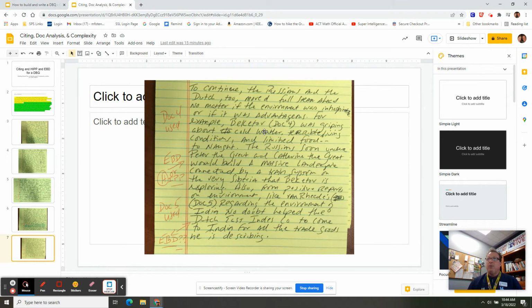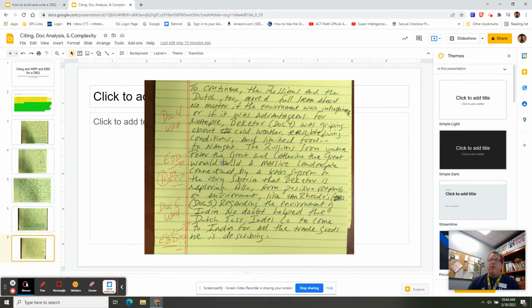For example, Bekator or Bekatov, Doc 4, was griping about cold weather. Notice how I talk about the documents from a humanistic perspective. He's begging, he's complaining, he's griping. These are telling my reader that I understand the documents, that I'm not just regurgitating stuff that I'm reading, but I actually read them and I understand them, because that's what he's doing. He is griping. He wants a raise. Go back and look at that document. That's what he's doing. He's saying, I'm out here busting my rear end for you guys, and I'm getting nothing in return. I'd like a raise, if you don't mind.